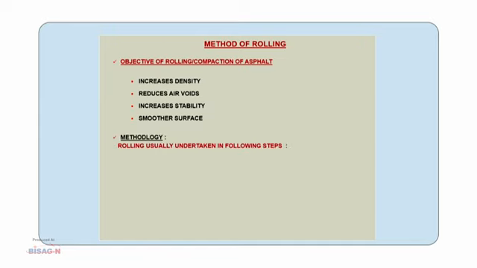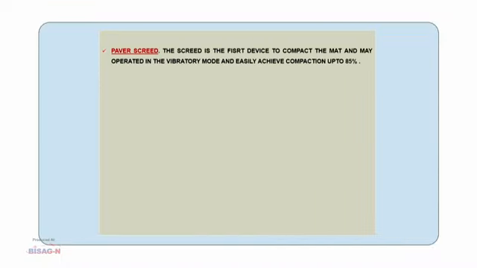So, what is the methodology? Rolling is generally undertaken in the following steps: first the paver screed, second breakdown rolling, intermediate rolling, finish rolling and traffic rolling. We will start from the paver screed. The screed is the first device to compact the mat and may be operated in the vibratory mode, and it can easily achieve compaction up to 85%. While laying the asphalt, up to 85% compaction we can achieve in the paver screed only.